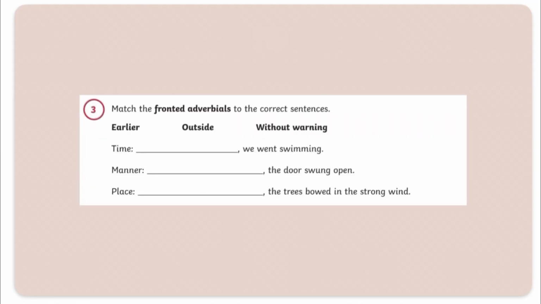Next question. Question 3. Match the fronted adverbials to the correct sentences. Earlier, outside, and without warning. So our first one is to do with time. So when did they go swimming? So they went earlier. Our second one is for manner. So how did it happen? So without warning, the door swung open. And finally, where did the trees bow in the strong wind? They did it outside. So there are 3 fronted adverbials, and make sure you have a capital letter just like they have and copy the spellings correctly.